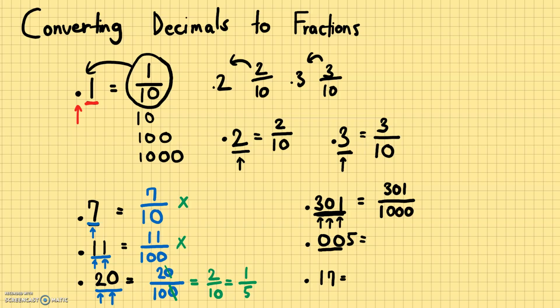Okay, how about this number here, 0.005? The numerator is going to be 005, but you don't need to write the zeros in the front, so you can just write 5.